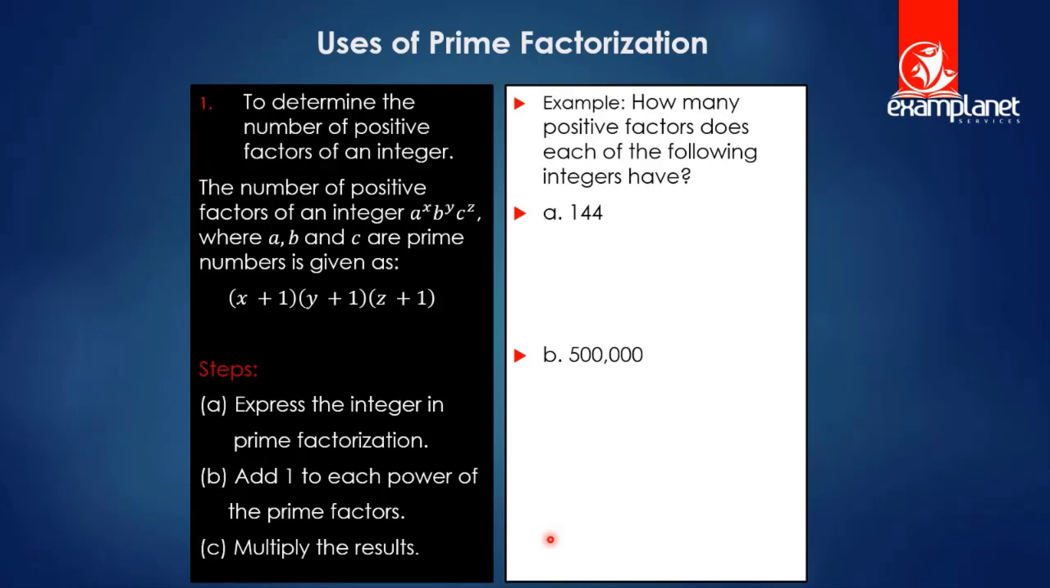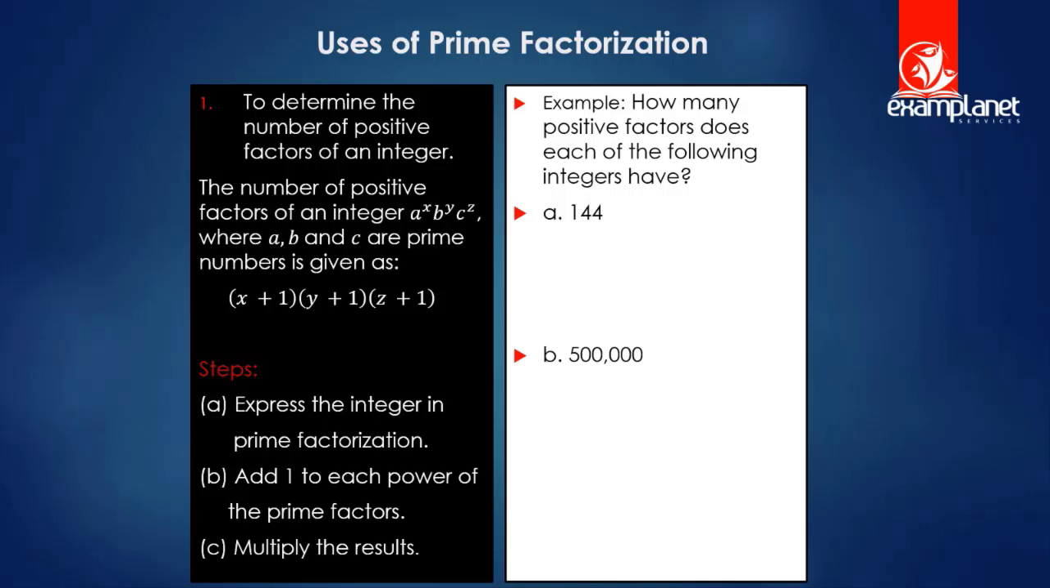Now, what can we use prime factorization for? The uses of prime factorization. Now, we have so many applications of this in order to simplify our work. So, number 1, we use prime factorization to determine the number of positive factors of an integer.